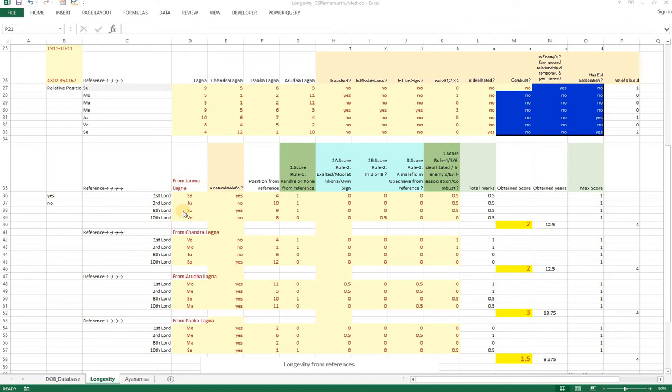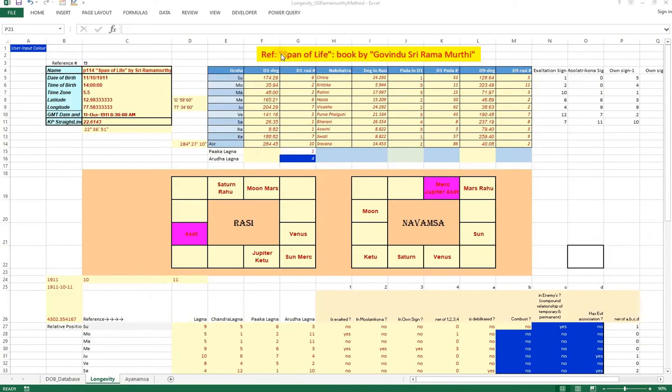In continuation of the calculations on longevity, I have erected one more Excel file based upon a method from the book called The Span of Life by Sri Govindu Sri Ramamurthy, GS Rama Murthi. And it's an old book. Further editions have come. He writes, in one family of astrologers, I have seen them practicing the following method with success. And he gives the method, a very simple method.